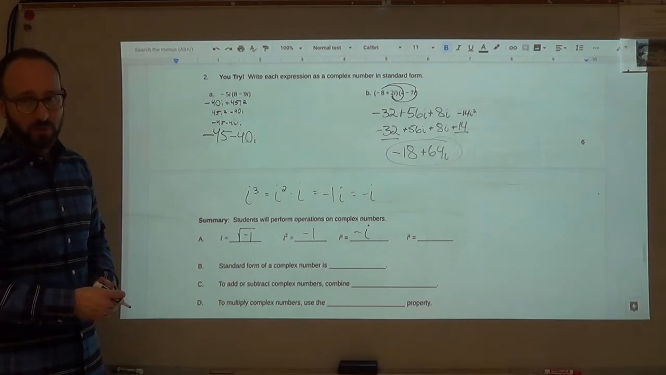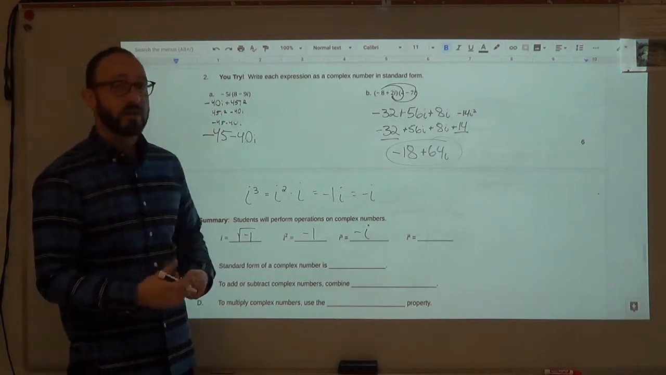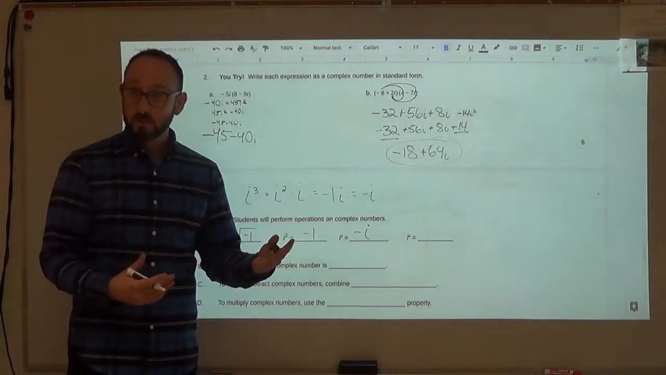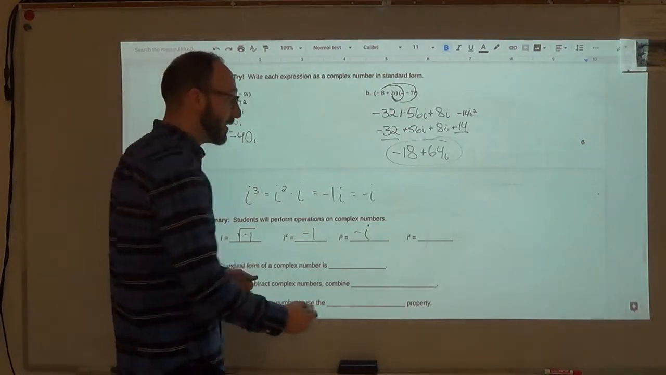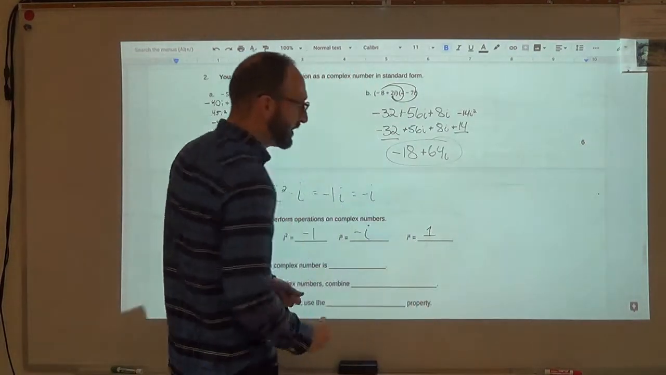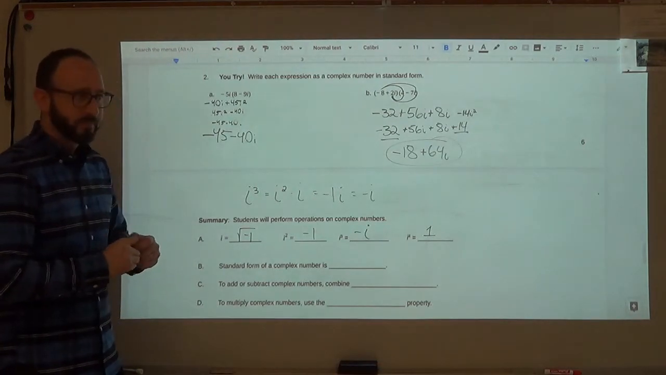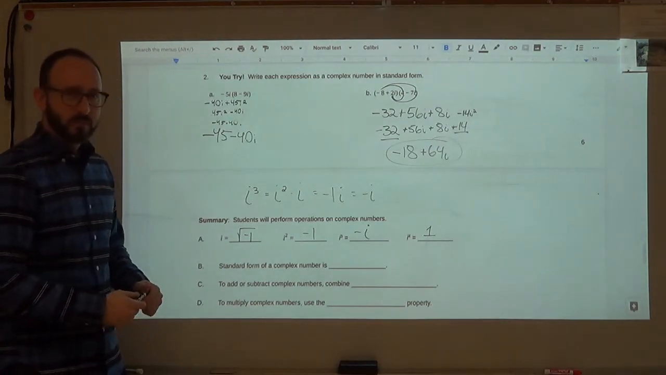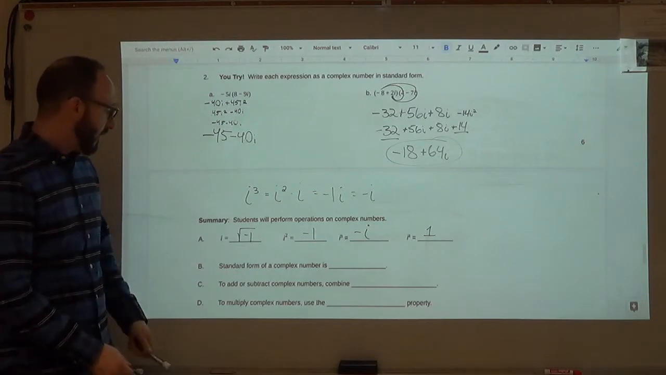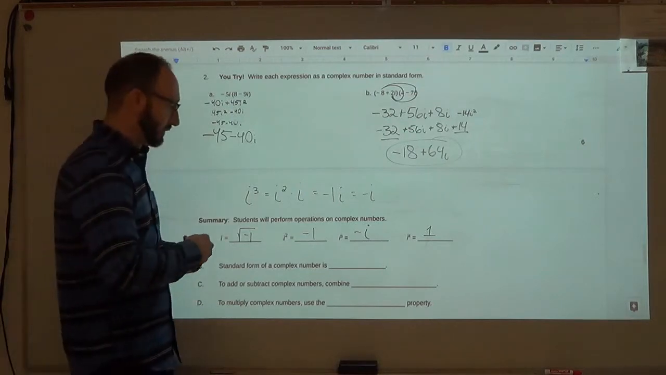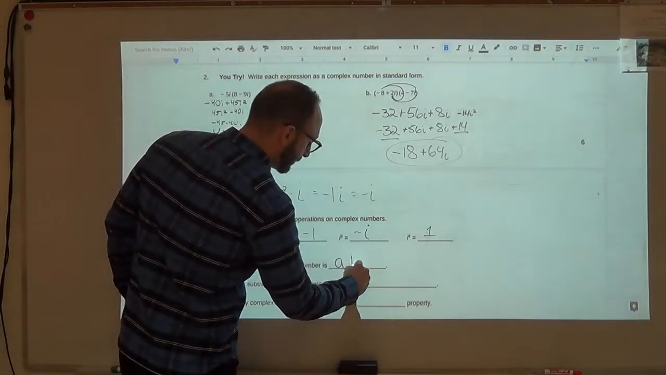What about i to the 4th? 1. Right, it's i squared times i squared. i squared is equal to negative 1. So negative 1 times negative 1 would be positive 1. Any questions there? All good? Yep. Standard form of a complex number is a plus bi, very good.